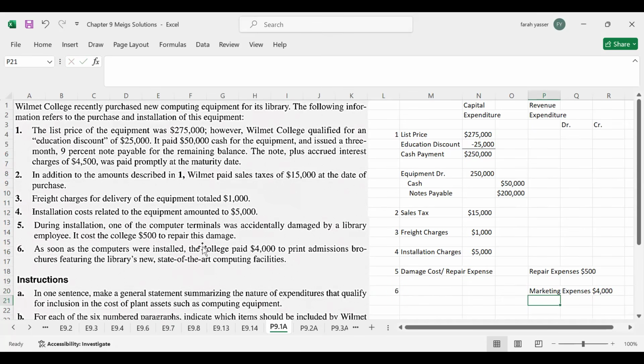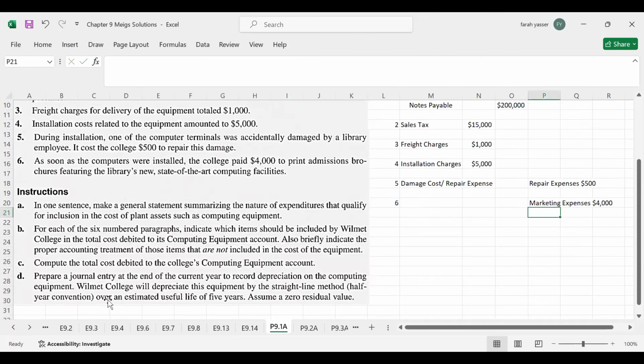So this was requirement number B, where we discussed in detail the treatment of capital expenditure and revenue expenditure. Basically, capital expenditures are all those expenditures which are going to be capitalized or become part of the asset. Requirement number C is to compute the cost debited to the college computer equipment.